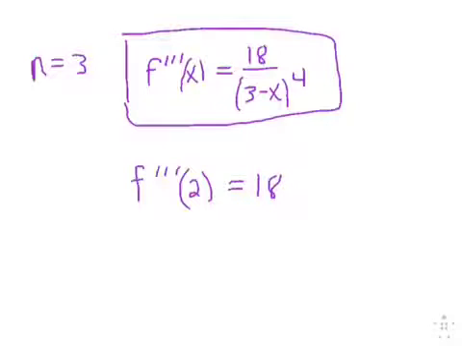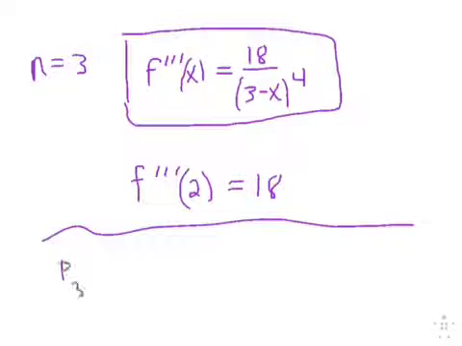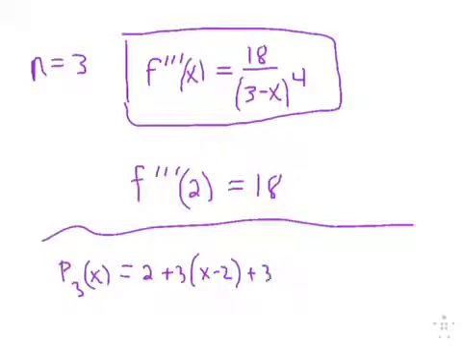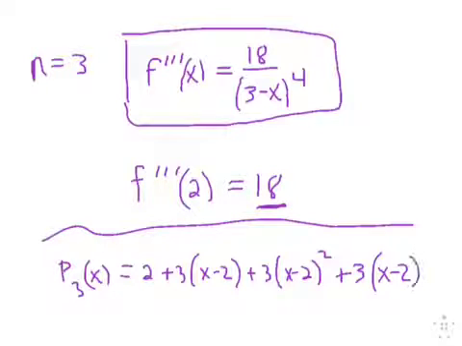So then we're trying to get that nice pattern recognition. Our third order polynomial is going to look like 2 plus 3 times (x minus 2), plus 3 times (x minus 2) squared, and then plus, now the thing is, it would be 18 over 3 factorial, but 3 factorial is 6, and 18 over 6 is right back to 3, so you're starting to have some pattern recognition there. So plus 3 times (x minus 2) cubed.